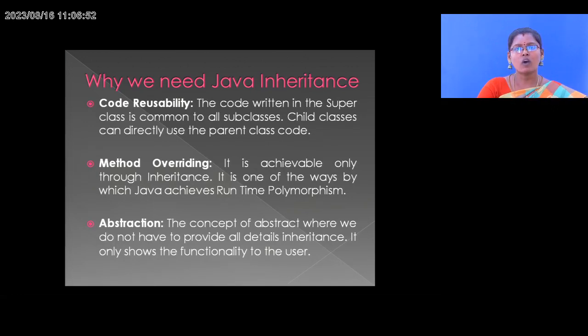Method overriding is only achievable through inheritance. It is one of the ways by which Java achieves runtime polymorphism. Abstraction means we do not have to provide any detailed information through our inheritance. It only shows the functionality to the user.